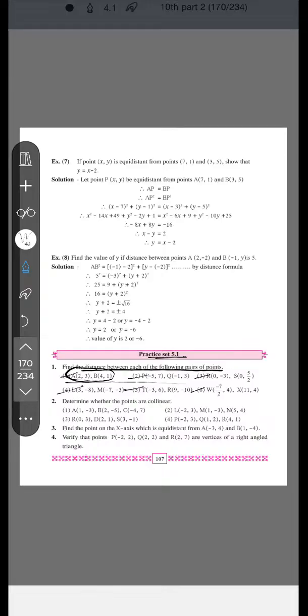Here you can see, determine whether the points are collinear. Okay, what does the question say here? We have to find out whether the points are collinear. Simply, how can we find that out?